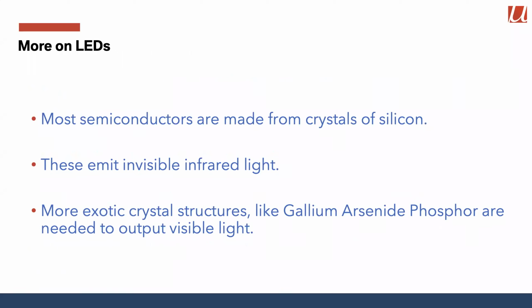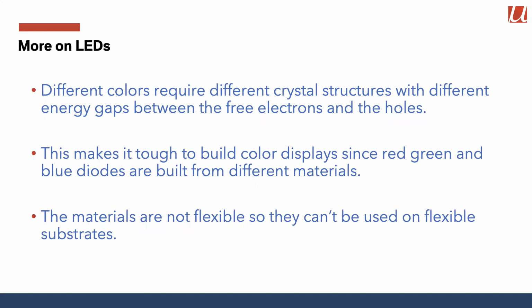Incidentally, that same structure happens to let current flow in only one direction, which turns out to be useful. The problem is that most semiconductors are made from crystals of silicon, and those are pretty good in infrared light, but not much good in visible light. So we developed more exotic crystals like gallium arsenide phosphide to output visible light. We started off with red light, and then we gradually got more and more exotic materials that would give us green and blue light.